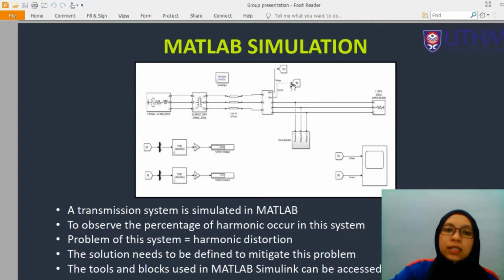This is the transmission line that is designed by using MATLAB simulation software. It was designed to observe the percentage of harmonics that occur in this system. To mitigate it, we apply a harmonic filter. The tools and blocks that are used in MATLAB Simulink can be accessed in the Simscape library.